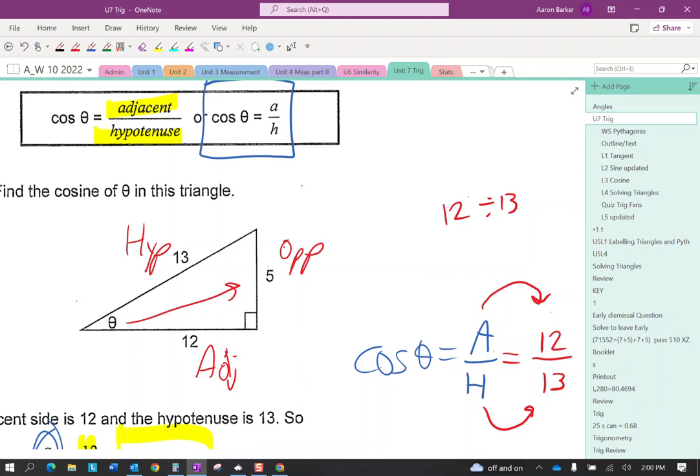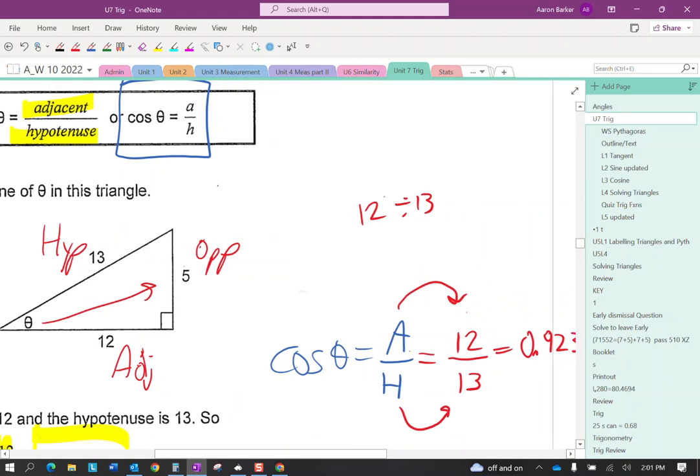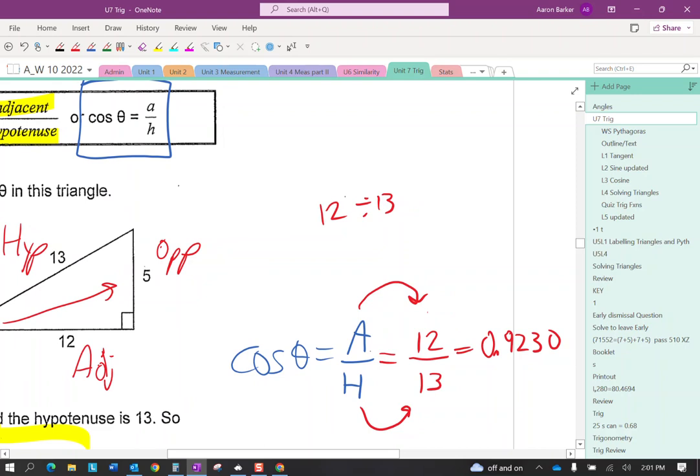Okay. What's the next step? Top divided by bottom. So 12 divided by 13. Turn it into your decimals. 12 divided by 13. And there's 4 decimals. That's right, 0.9230. Any questions?